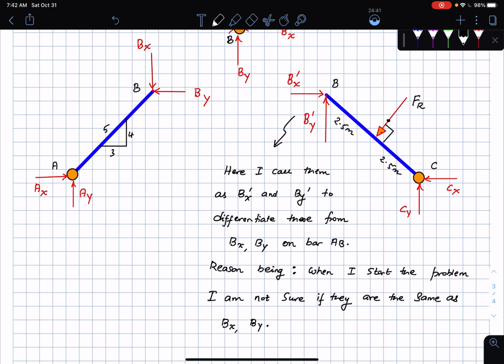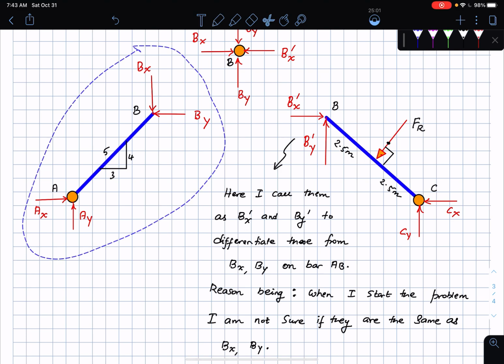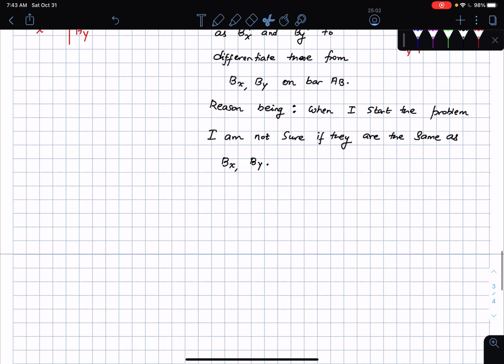I hope this makes sense to everybody. So what I'm saying is there is a pin at the point B, which means I'm going to have pin reactions. There are going to be X and Y reactions. Now when I start the problem, I don't know if they're the same. So why should I take any chances? I just call them by a different name. Now I'm going to bring each of these bars and write down what all the forces on the bars are. Let's do that one by one.